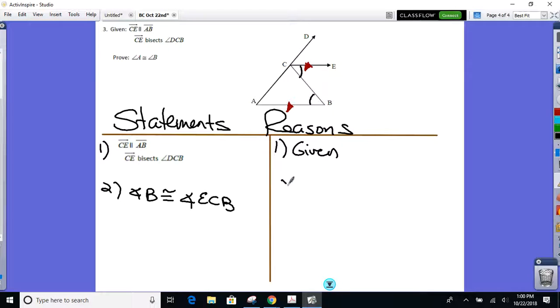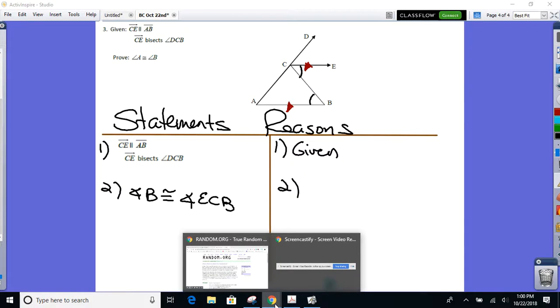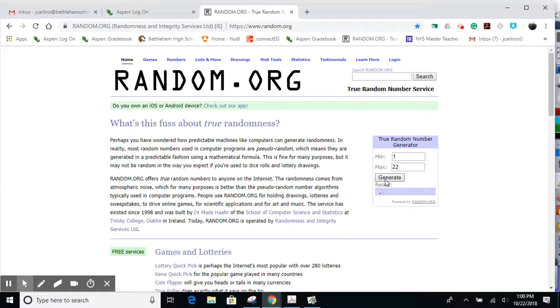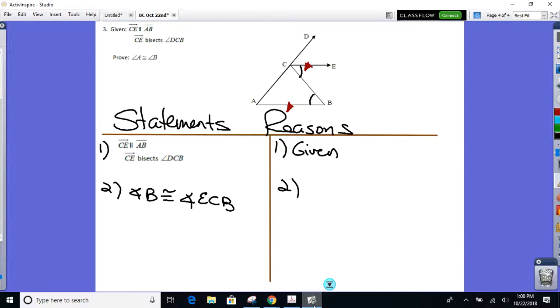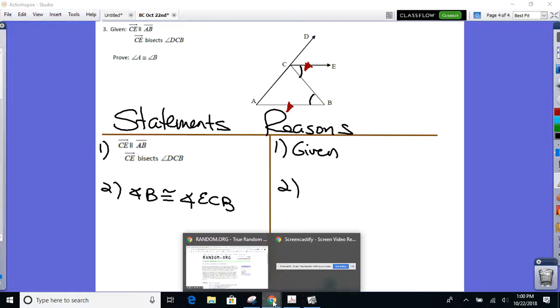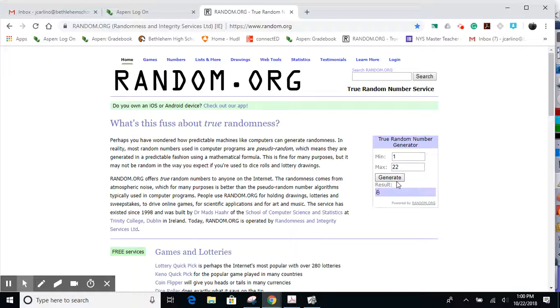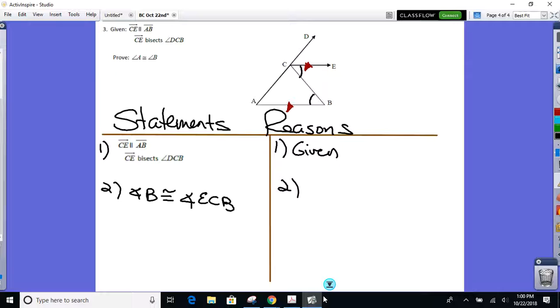Nice job. Going to need somebody to first tell me what type of angles he just gave us. 2, what type of angles did he just give us? And B. Okay, alternate interior angles. So give me a good reason now. Number 8. Parallel lines imply alternate interior angles. Perfect.